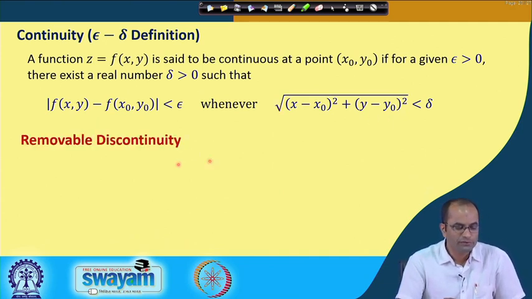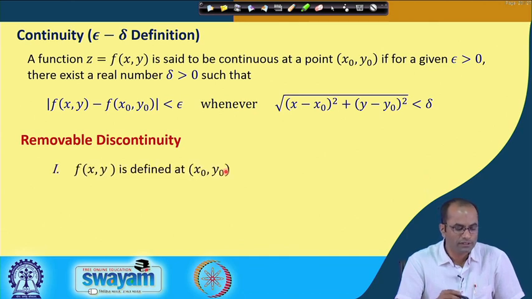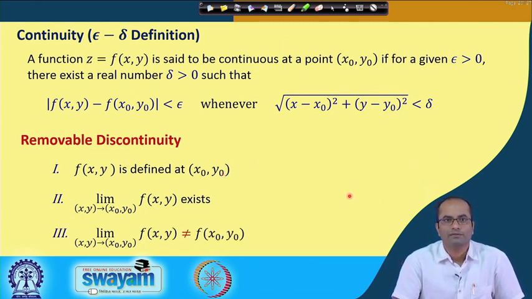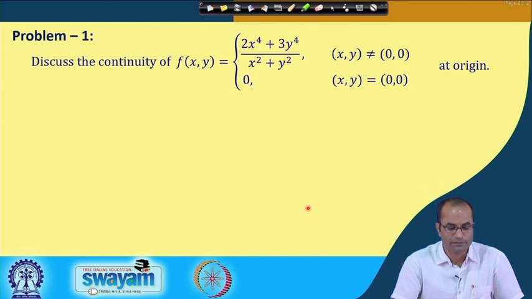There is another term we use, removable discontinuity. With all the conditions we have discussed before, like the function is defined at (x0, y0) and the limit of f(x, y) as (x, y) goes to (x0, y0) exists, when this limit is not equal to the function value at (x0, y0), then we call that the function has a removable discontinuity. If this is equal, then this is the definition of continuity we have just discussed. Let us go to some examples now.